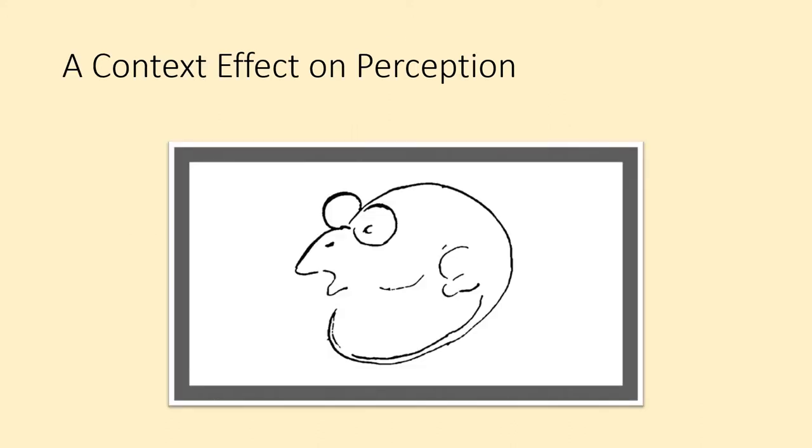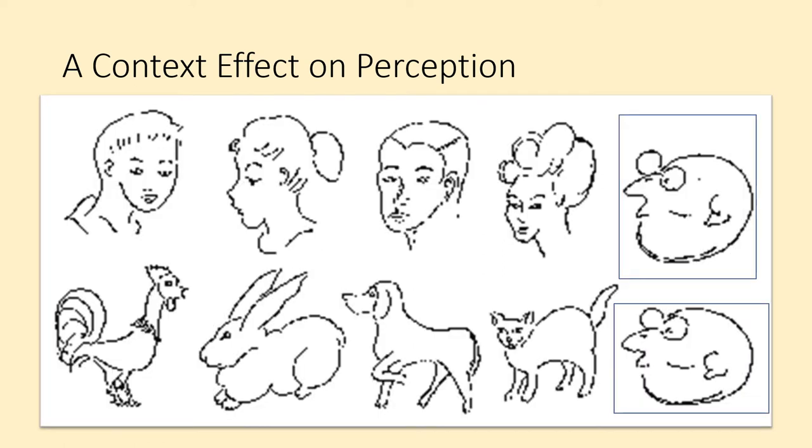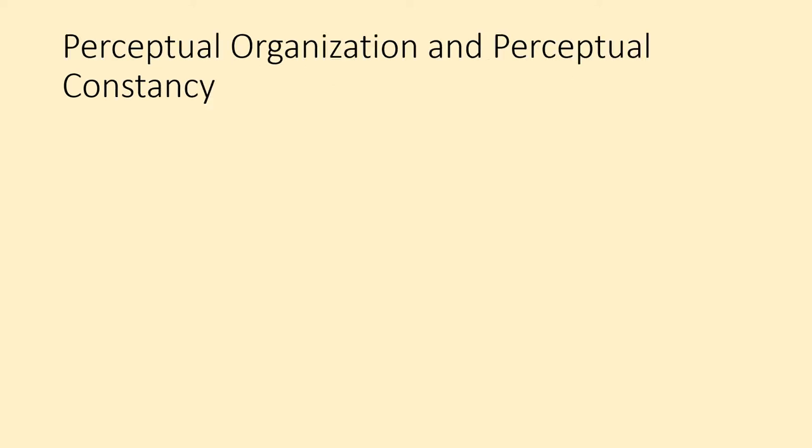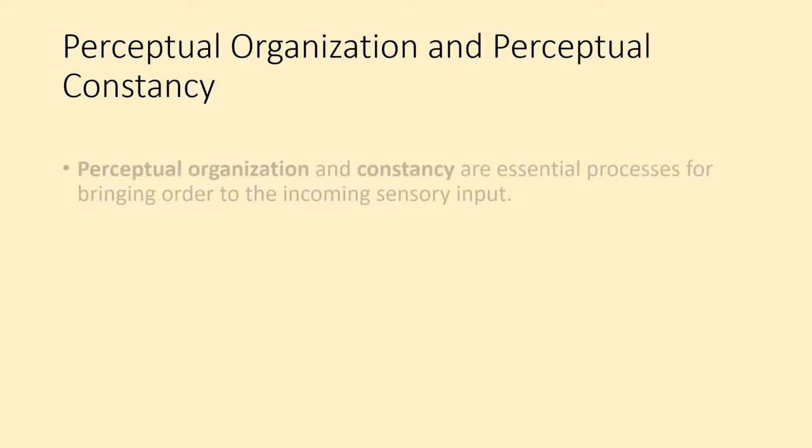A contextual effect occurs when we use the present context of sensory input to determine its meaning. Here's an example of an ambiguous image. Some of you may see a mouse, while others may see a man wearing glasses. Or you may switch back and forth. You can't really see both at the same time. It's hard to keep both images in your mind at the same time. And here we can see the effect of context on perception. Across the top line, you can more clearly see the ambiguous image as a man wearing glasses. Across the bottom line, where we are in the context of animals, we more clearly see the image as that of a mouse. Our brains work hard to make sense of what we're seeing.